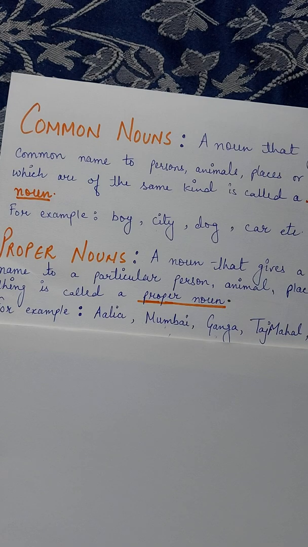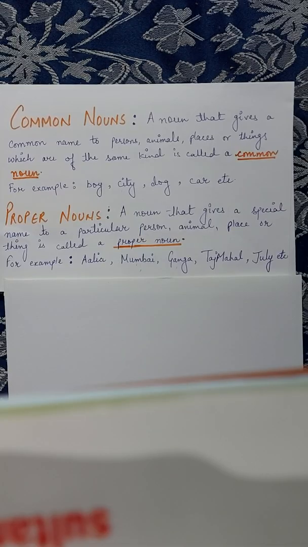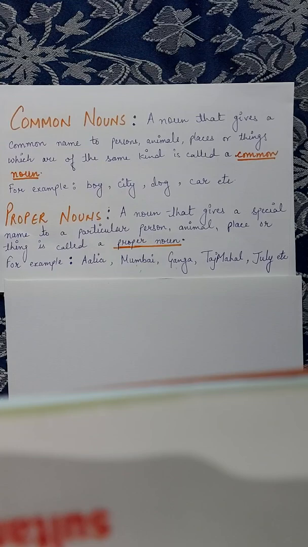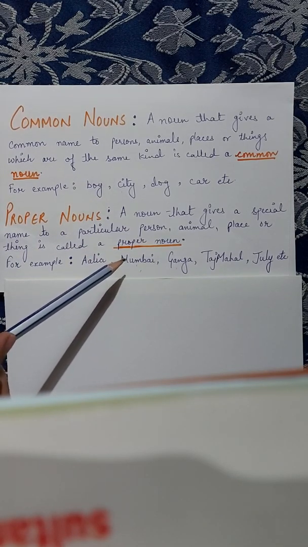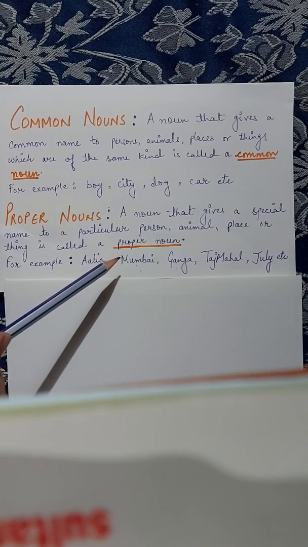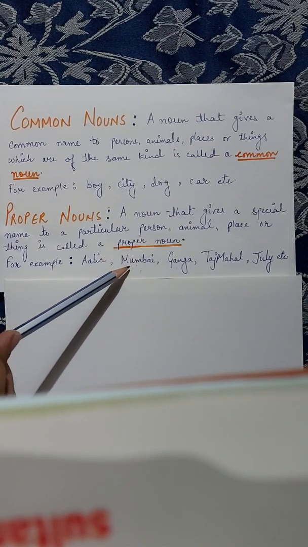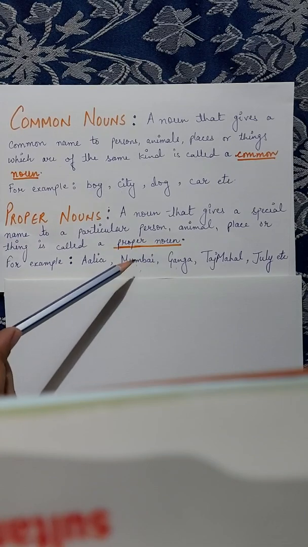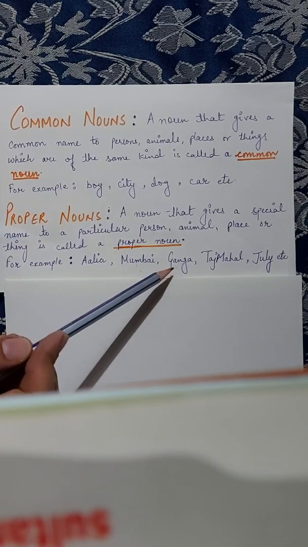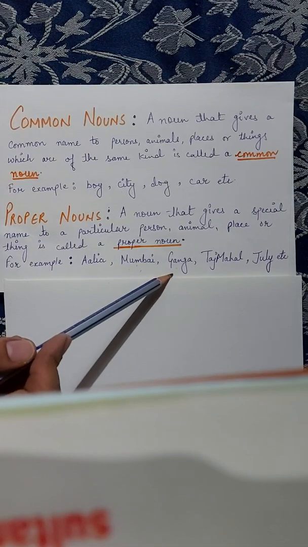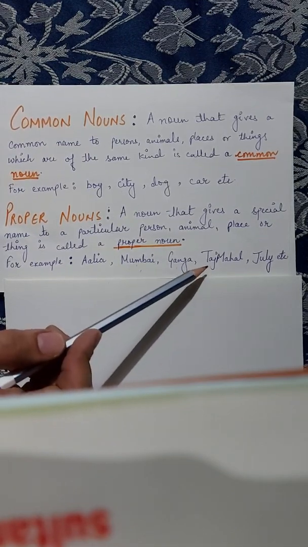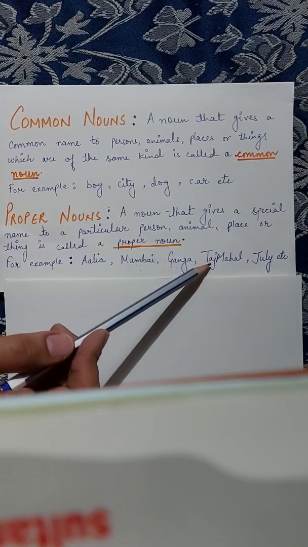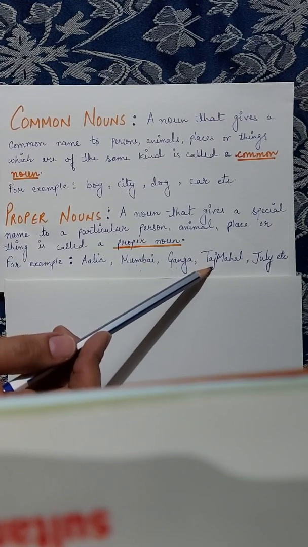Your name is special. Now, your name could be Alia or Ilma. We will call it what? We will call it a proper noun. Similarly, Mumbai. Mumbai is what? It's a name of a city. So, it is also a proper noun. Ganga. Ganga is what? It's a name of a river and therefore a proper noun. Then Taj Mahal, it's a building. So, it's also a proper noun.